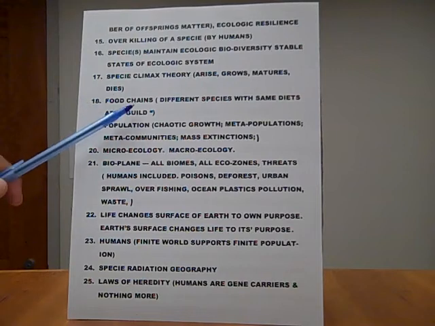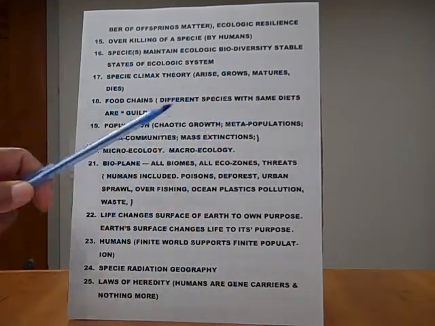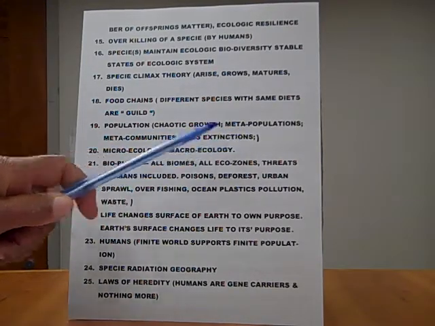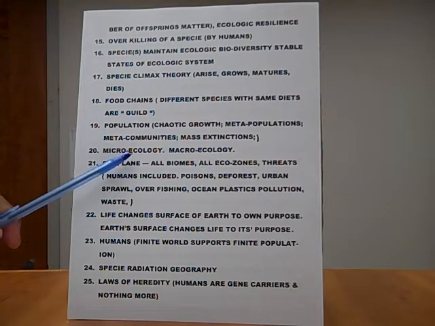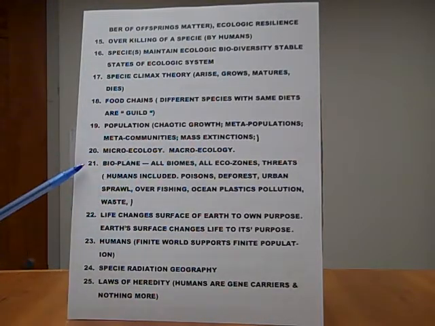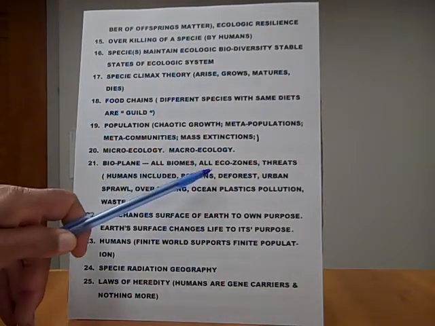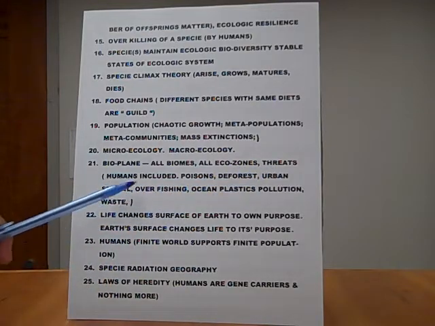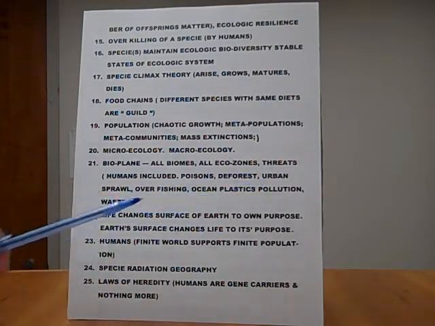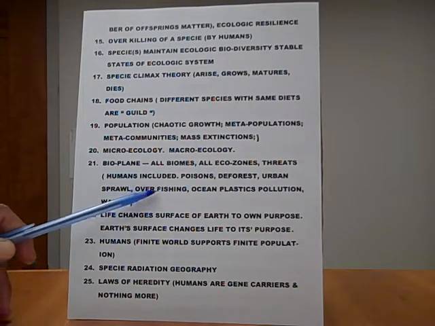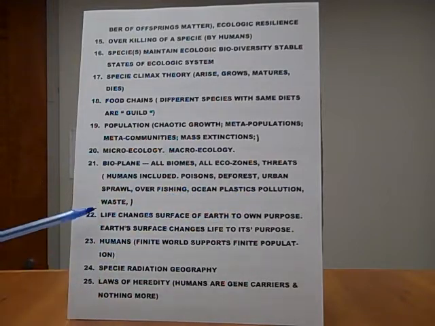Number 18, food chains. Different species with the same diets are called guilds. Number 19, population, chaotic growth, metapopulations, meta-communities, mass extinctions, etc. Number 20, microecology, macroecology. Number 21, bioplane. The bioplane is the totality of all biomes, all ecozones, threats, humans included, poisons, deforestation, urban sprawl, overfishing, ocean plastics pollution, waste, etc.